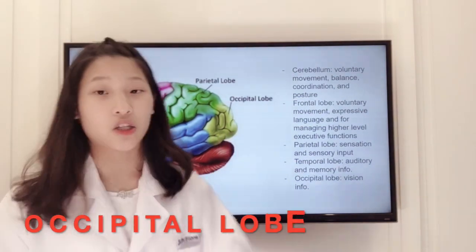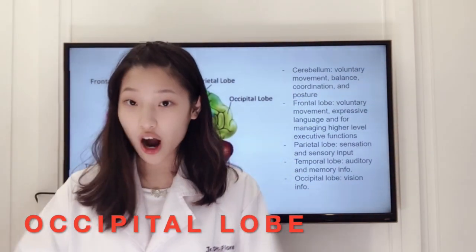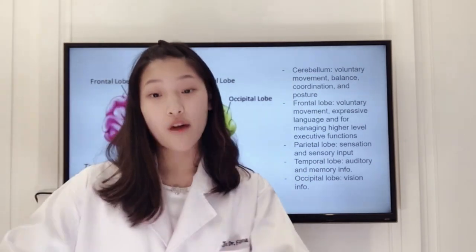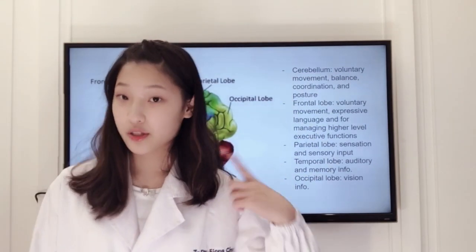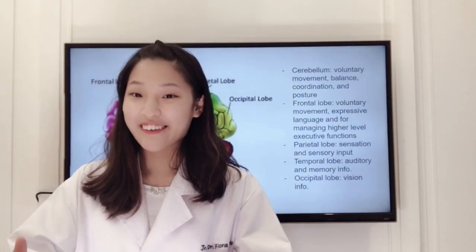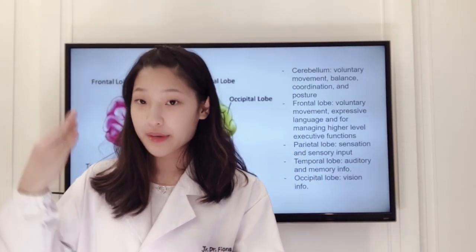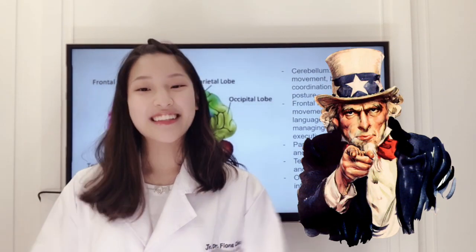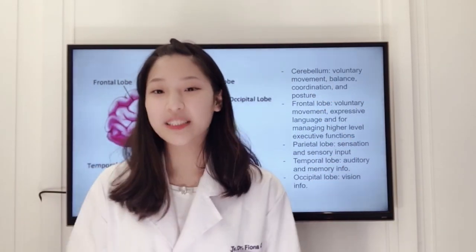The occipital lobe is all in charge of our vision, what I'm looking at. For instance, I'm looking at you right now, so that is my occipital lobe working. Since I am looking at you, the occipital lobe sends the information to me so that I know that I'm looking at you. Does that make sense? Okay, great. Let's move on.